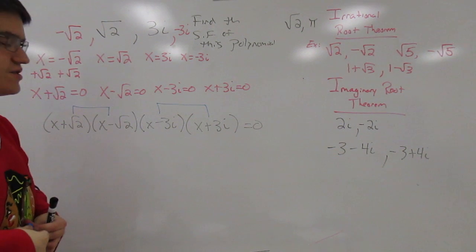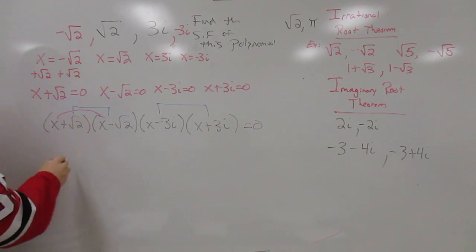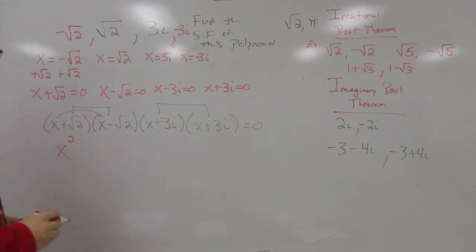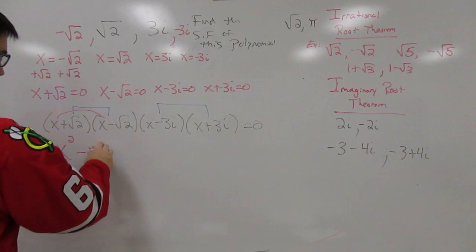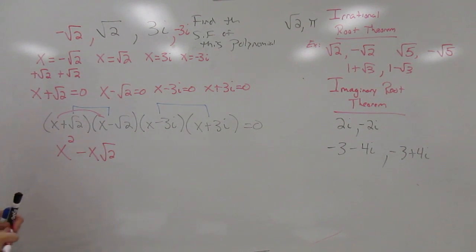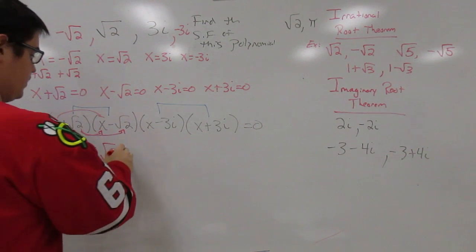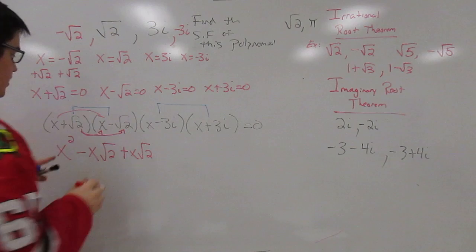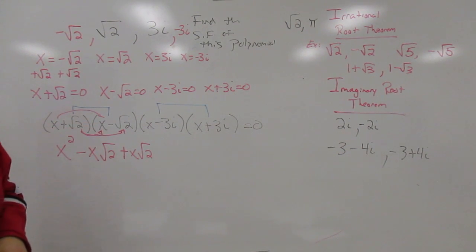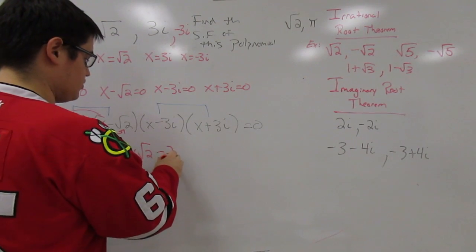distribute their products. So distributing this one, x times x gives me x squared. X times negative square root 2 is negative x square root 2. And then take these guys, you get a positive x square root 2. And then square root 2 times square root 2 is just 2, and it's a plus and a minus, so minus 2.